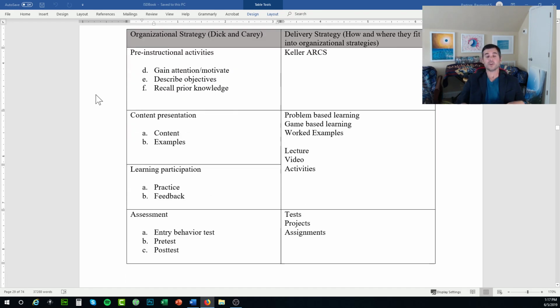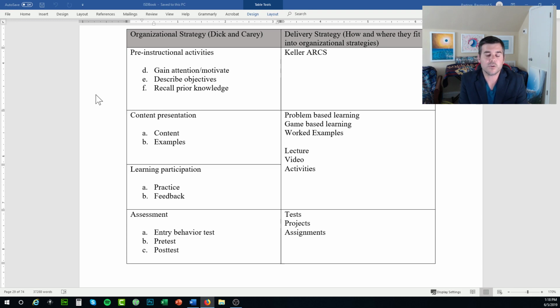So then we start to get more complicated in instructional design. And what we do is we take these organizational strategies, and within each of these, I have these delivery strategies. For example, in my organizational strategies, the first thing I said was we have to motivate the learners and get them excited. Well, we have various ways to motivate learners. We have Keller's ARCS model, which teaches us how to motivate learners. When we have our content presentation, we have problem-based learning, worked examples, lecture, video, activities, worksheets, all these different types of delivery strategies that help us deliver our content.